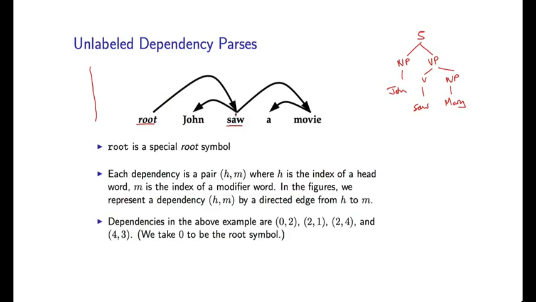I have a directed arc from soar to John, because John is the subject of soar, and that's what this directed arc signifies. I have a directed arc from soar to movie, because movie is the object of soar. And finally, I have a directed arc from movie to A, because A is a modifier, actually a determiner modifier to the word movie.